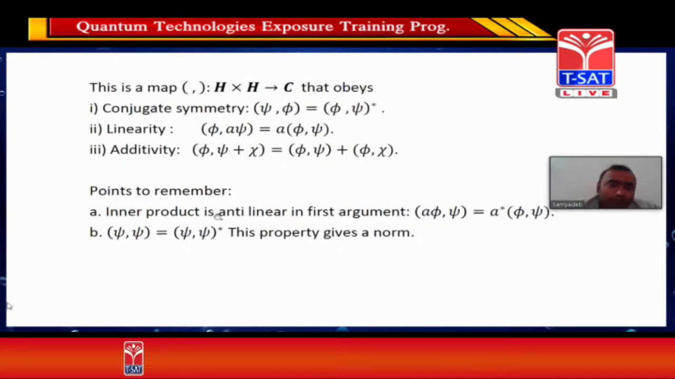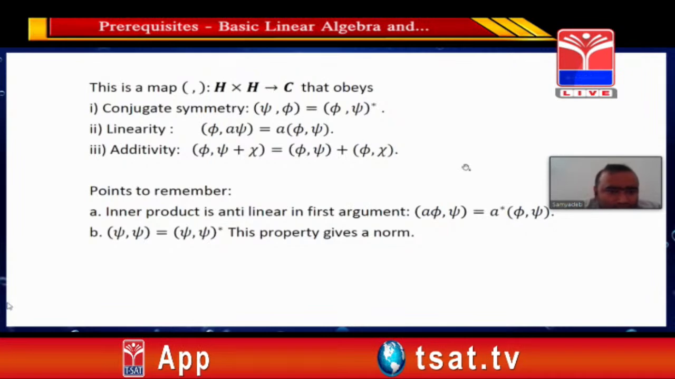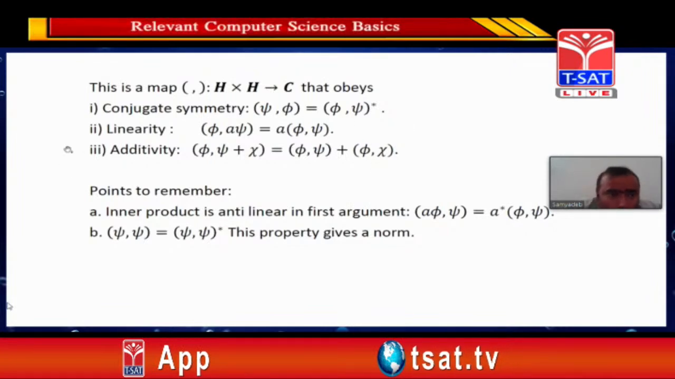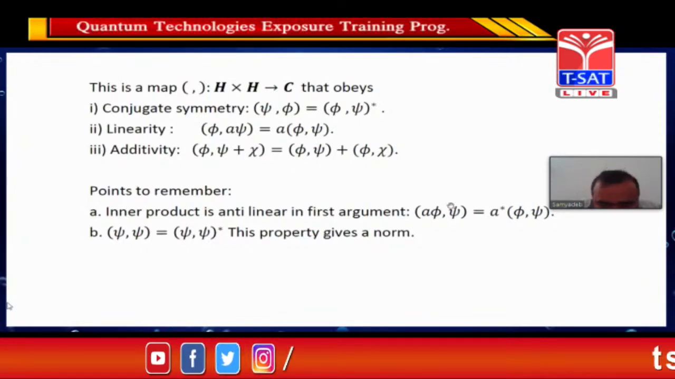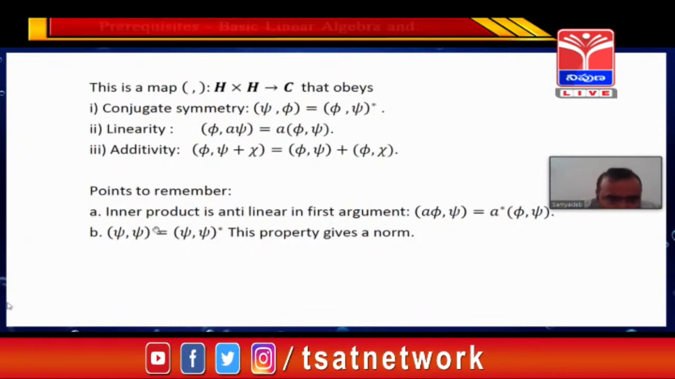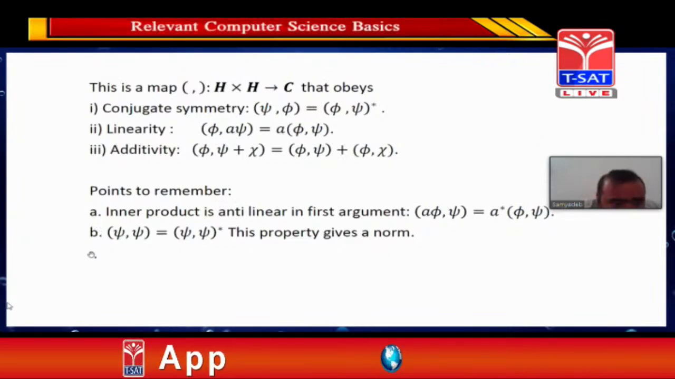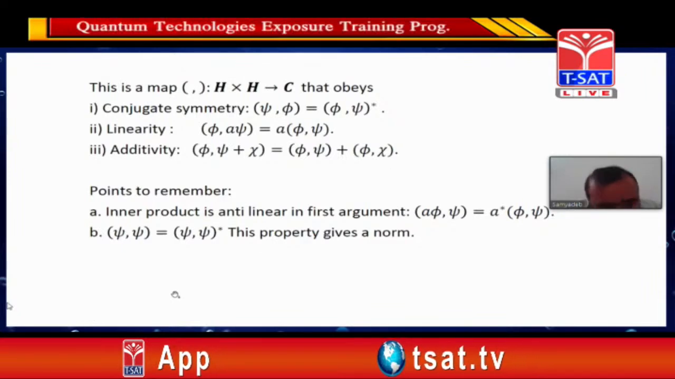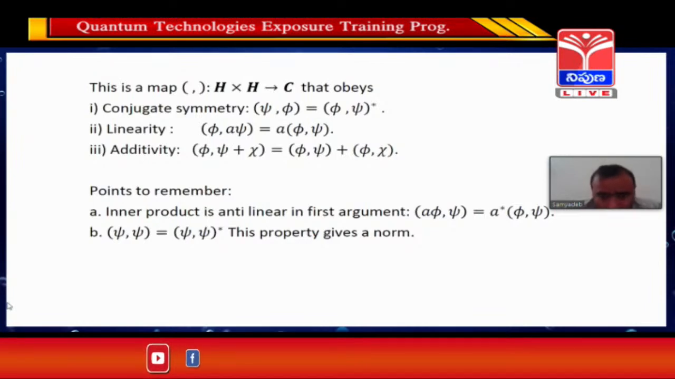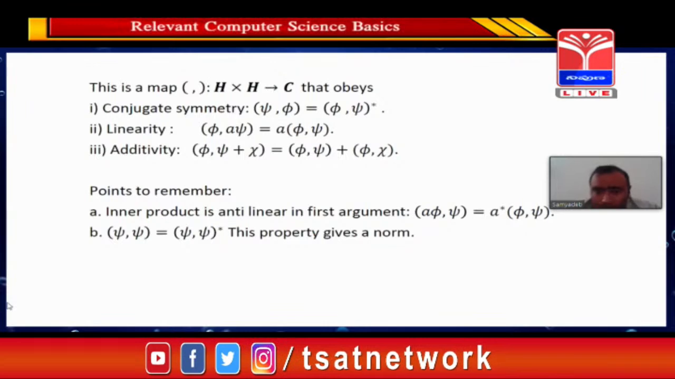For metric space and all that, we need this property, this linearity, and some other aspects also, which we'll discuss later. So these are the properties: conjugate symmetry, linearity, and additivity. And there are these two points to remember. First, we discussed that the inner product is antilinear in the first argument. And the second one, the inner product of a vector with itself is a real number, and it is called the norm of that vector. Norm is sort of its magnitude.